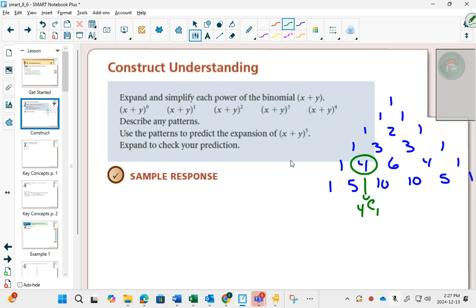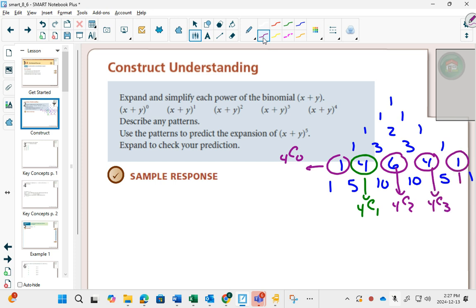It is very easy to remember that that's 4 choose 1. And if you know that that's 4 choose 1, then here's your 4 choose 0. There's 4 choose 2. There's 4 choose 3. And this one would be 4 choose 4.